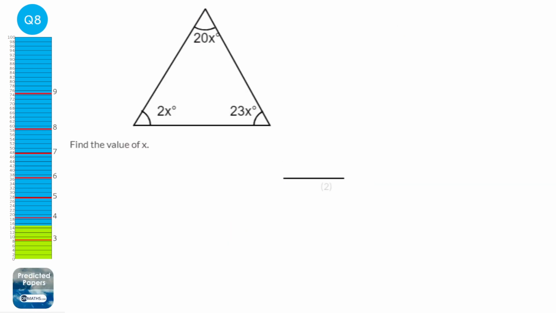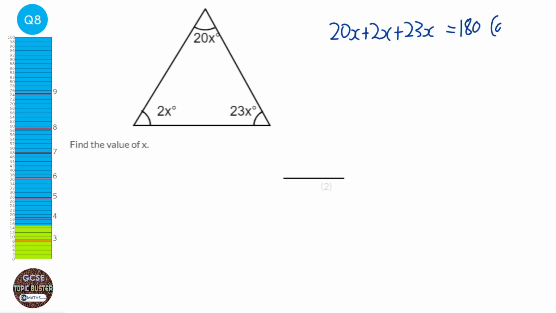Here we're given a triangle, and we're not actually given the values of each of the angles. We're given them in terms of x, but we know that they're going to add up to 180. So we're going to do the 20x plus the 2x plus the 23x, and we know that it's going to equal 180. And the reason is that angles in a triangle add up to 180.